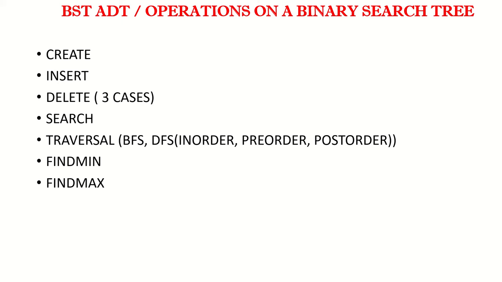Similarly, searching can be done in a binary search tree. Traversal is visiting all the nodes in the given tree. So we have breadth first traversal and depth first traversal. In the depth first traversal, we have in-order traversal, pre-order traversal and post-order traversal. We can find the minimum element and we can find the maximum element in a given binary search tree. So let us look at each ADT in detail with an example.